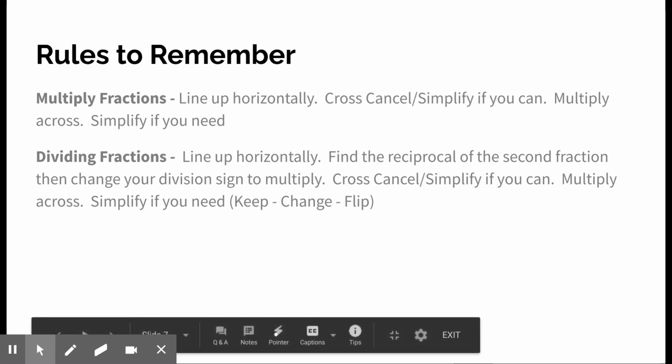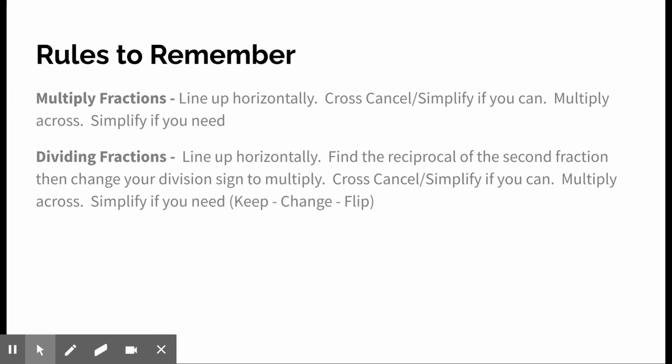Multiplying and dividing fractions. Multiply fractions, you're just going to simplify if you can cross cancel, which is going diagonally, not the butterfly. Do not say butterfly, because butterfly is not what we're talking about here. We are cross canceling. We're looking across. And then simplify if you can. And then dividing fractions, you line up horizontally, find the reciprocal of the second fraction, then change your division sign to multiply. So basically, dividing fractions, you are multiplying by the reciprocal. In other words, keep the first fraction, change the sign to a multiplication, and flip the other fraction.